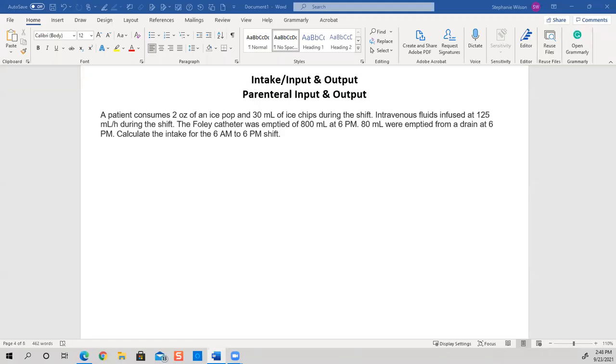Intake and output. Intake can also be called input. So basically we're determining how much a patient has taken in, in milliliters, versus how much they're taking out, in milliliters. Whenever you're monitoring a patient's intake and output, you want to make sure that they're not putting out more than they're taking in, because that can be very dangerous.